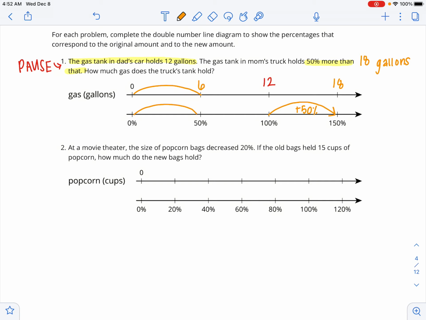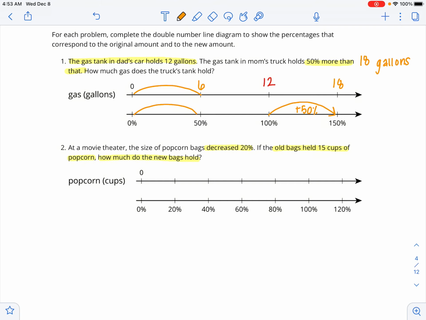Question 2. At a movie theater, the size of popcorn bags decreased by 20%. If the old bags held 15 cups of popcorn, how much do the new bags hold? Well, let's annotate. The size of popcorn bags decreased by 20%. If the old bags held 15 cups of popcorn, how much do the new bags hold?